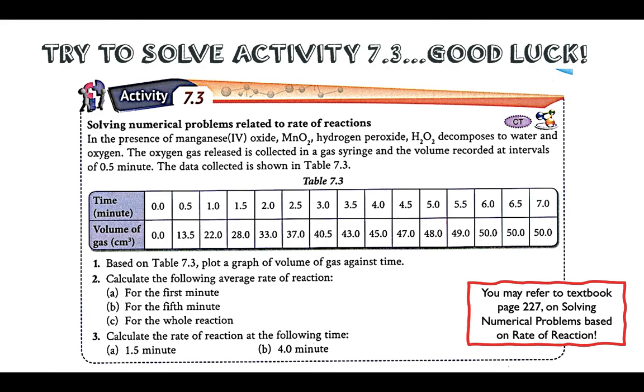Buatlah straight line AB tu, buat triangle juga, and then calculate dia punya gradient of the tangent. So untuk soalan ni, you may refer to your textbook page 227 on solving numerical problems based on rate of reaction. So kat situ dia dah bagi contoh, dah bagi how to plot a graph, how to make a straight line and calculate the gradient of the tangent.